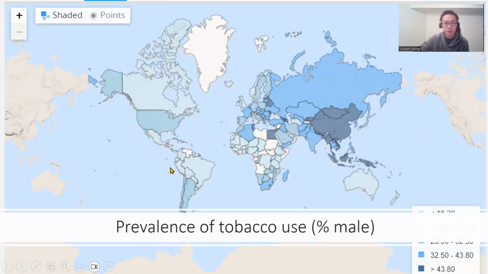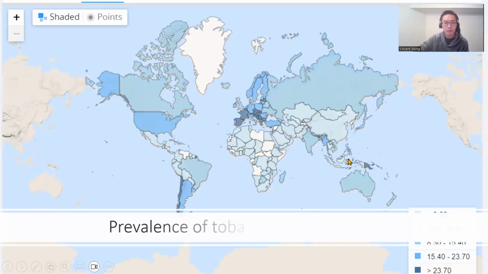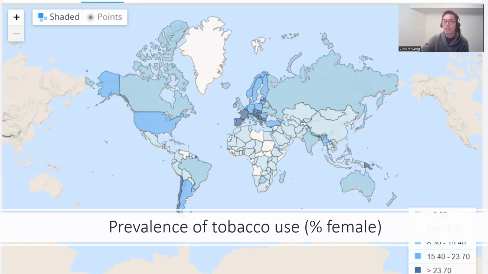This map shows the prevalence of tobacco use in males, okay, and you can see where it is of high use. Again, the darker the color, the higher the prevalence of use, and it's very similar for females. Okay, but overall, there are fewer females smoking compared to males.